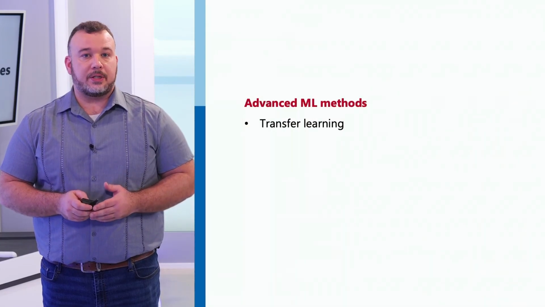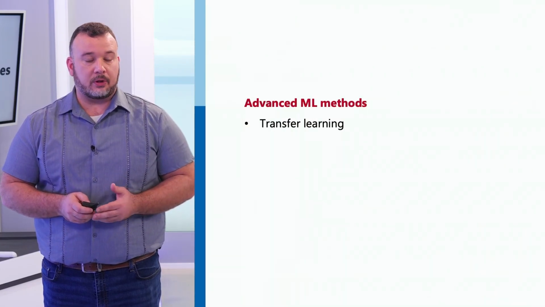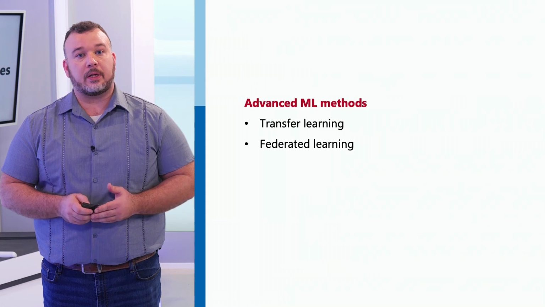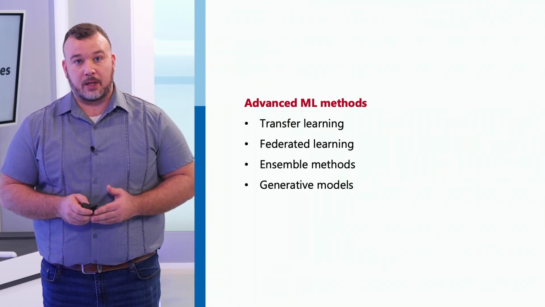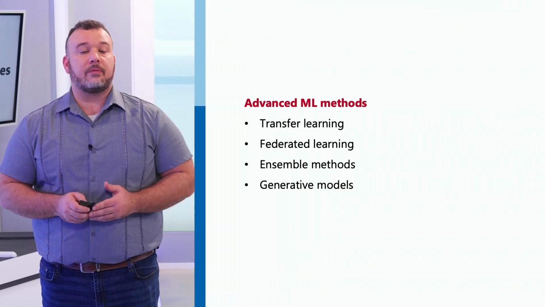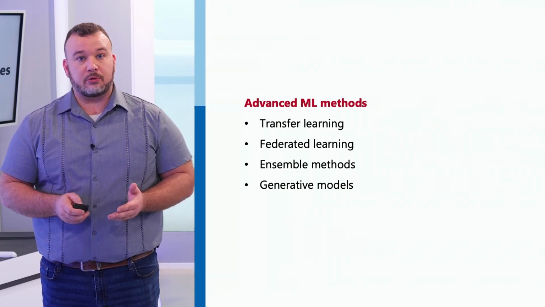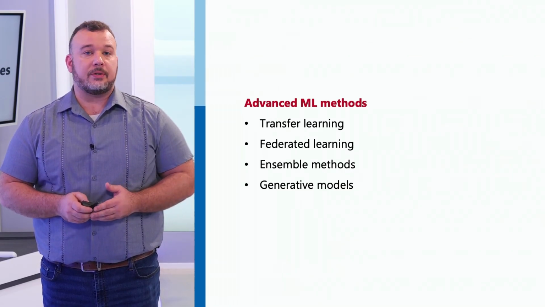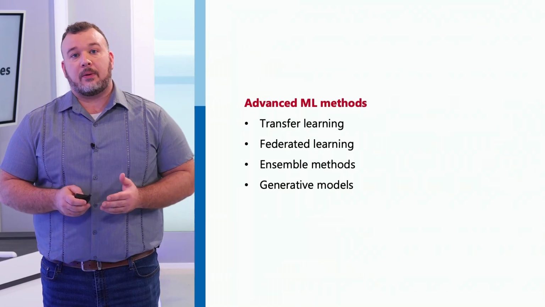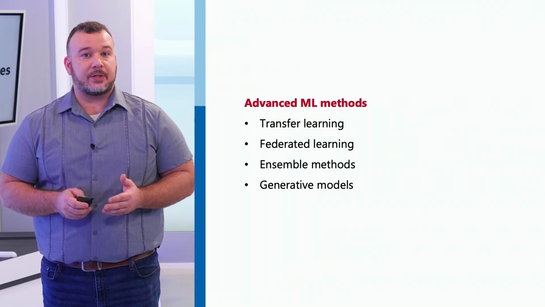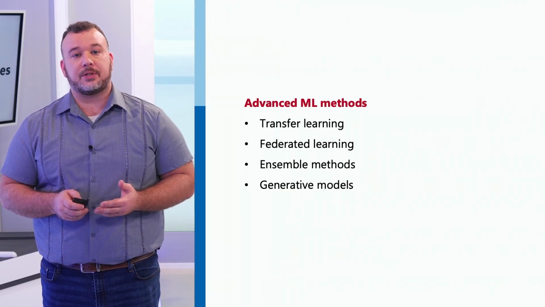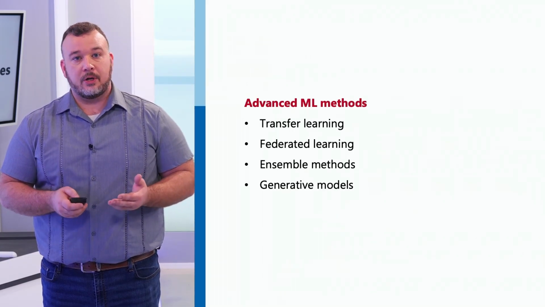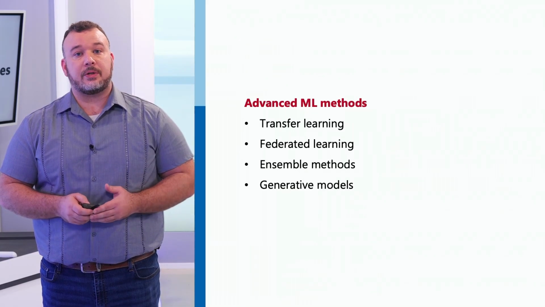Advanced machine learning techniques such as transfer learning, federated learning, ensemble methods, and generative models are not just theoretical advancements. They are practical tools transforming industries. These methods allow AI systems to tackle tasks that were previously thought unattainable, enabling breakthroughs in areas such as healthcare, finance, retail, and the creative industries.